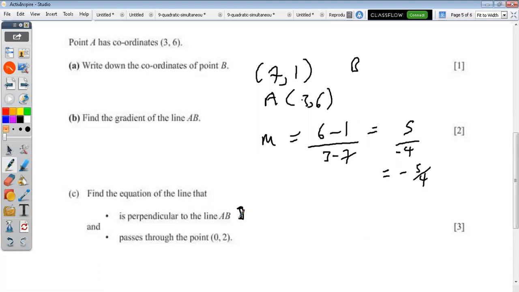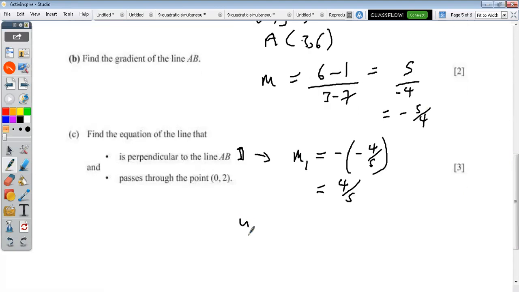To AB. So perpendicular to AB means the gradient is the negative reciprocal of this. The reciprocal of the gradient is 4 over 5, so this simply gives you 4 over 5, negative 5. So now we know that the equation is y is equal to 4 over 5 x plus c.